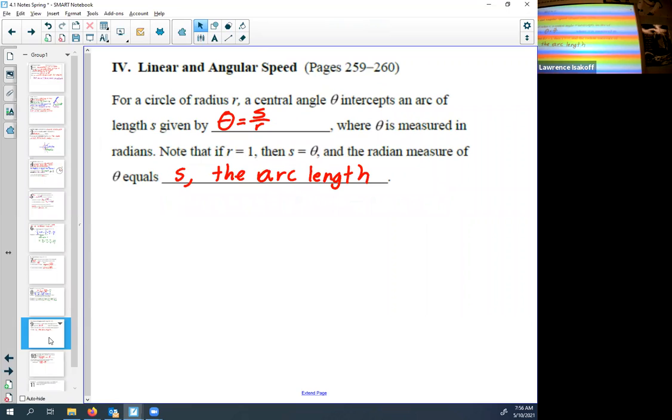Okay. For a circle with a radius r, the central angle intercepts the arc as so. So note, if the radius is 1, that just means that the arc is the same as the angle. S is the arc length, so when the radius is 1, our angle theta is the same as the arc length.